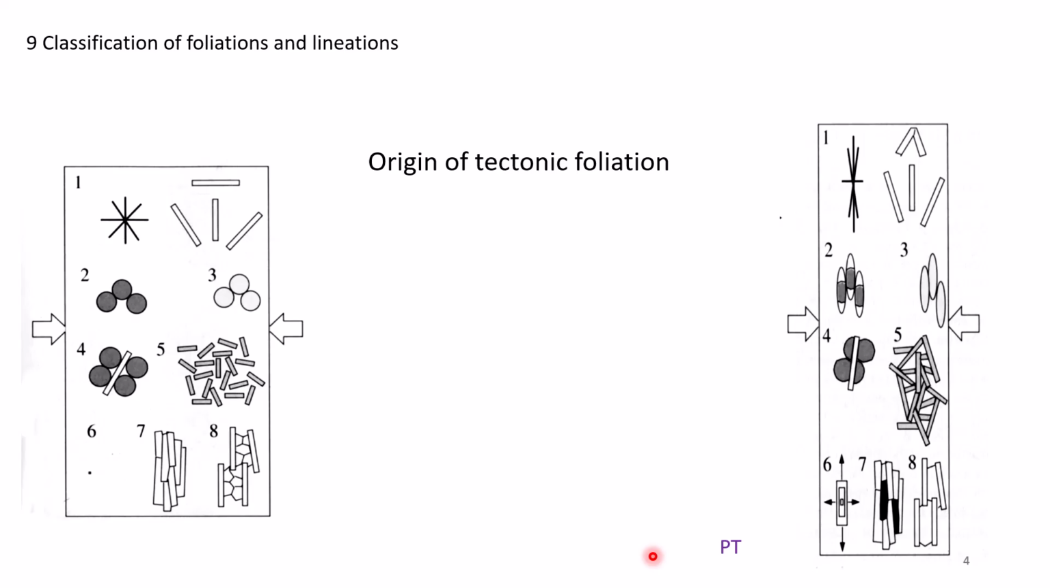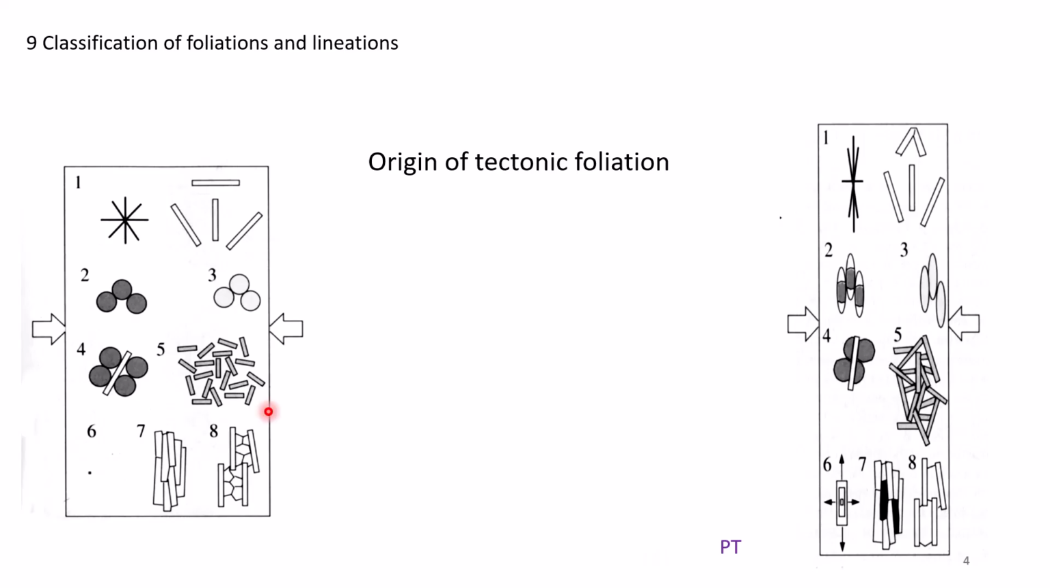The origin of tectonic foliations follows a number of different processes. Since we see a large variety of foliation types, we also can assume that there are a number of processes that can lead to the formation of foliations. All of them have to do either with the rotation of strain markers or the deformation of strain markers and their alignment into one preferred orientation.